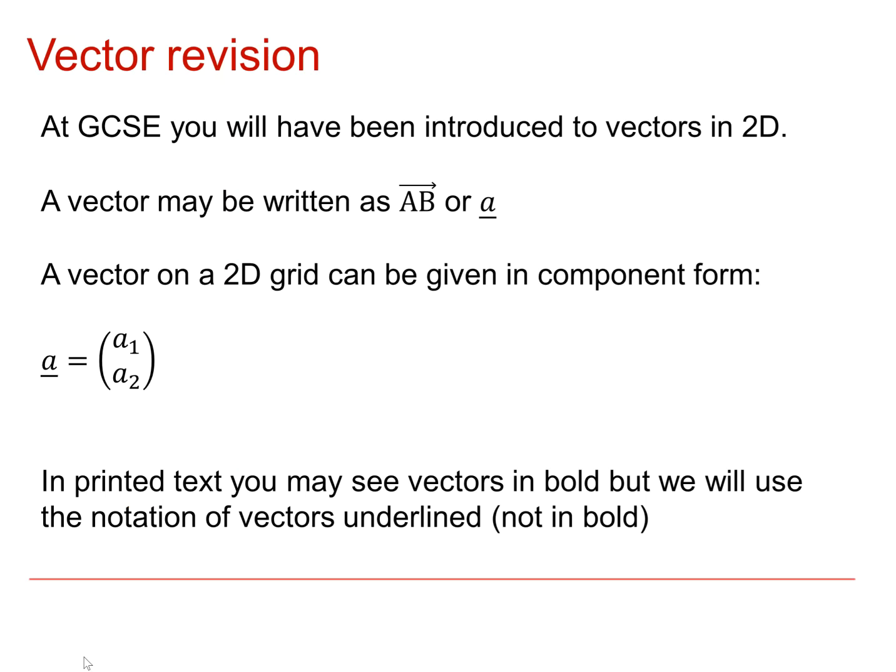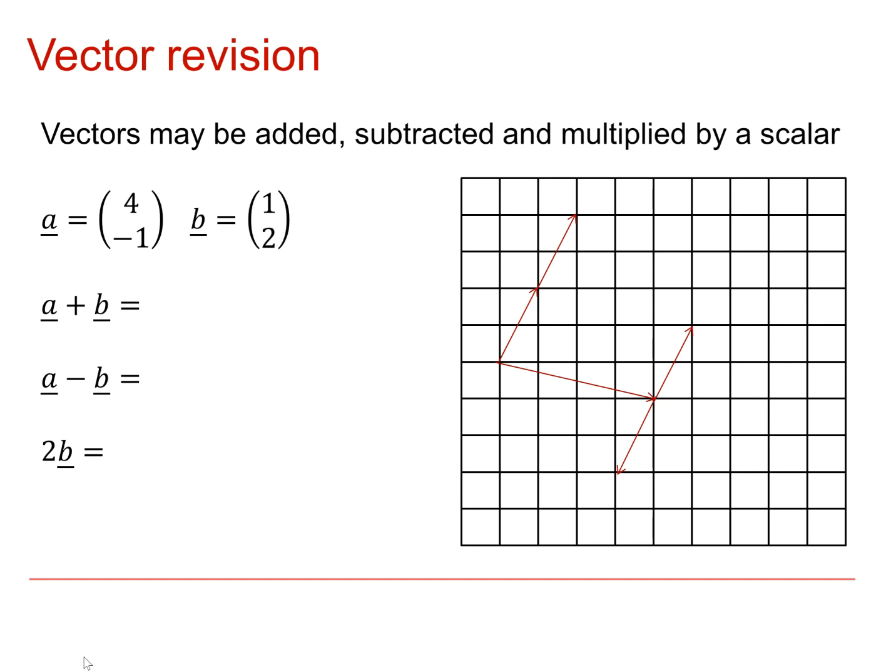In printed text, vectors will generally be given in bold. It's a good idea in handwriting to make sure that it's clear that you are using a vector by underlining it, as it is difficult to indicate bold text. Vectors can be added, subtracted and multiplied by a scalar. Pause the video for a moment while you work these out.